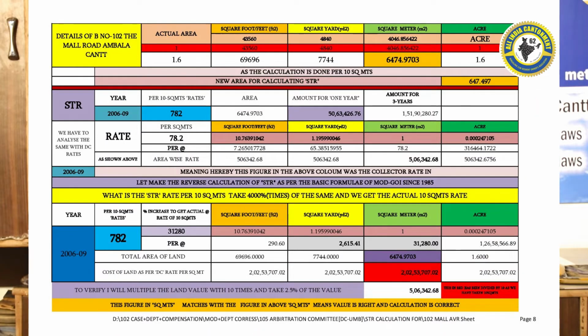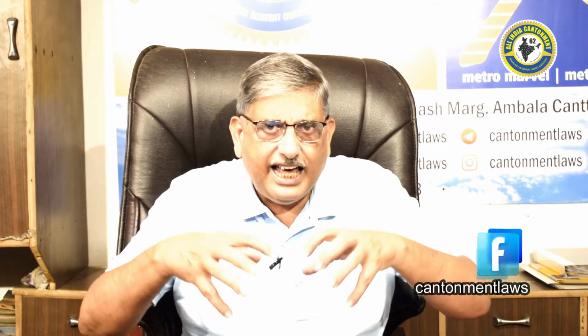Now imagine when I am sitting in 2006-2009 and my STR is 782 per 10 square meters. My rental per annum turns out to be 5,63,000 approximately. My 3 years payment to the department turns out to be 15,19,000 some amount. See my rentals, and these rentals are that lease money which the department today is claiming from you people. So we'll all discuss this, but understand piecemeal. Understand, then all has to be clubbed.